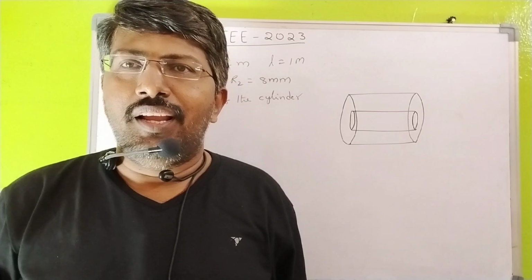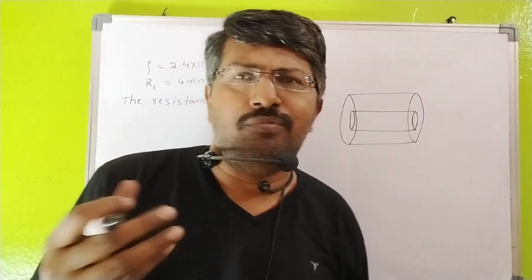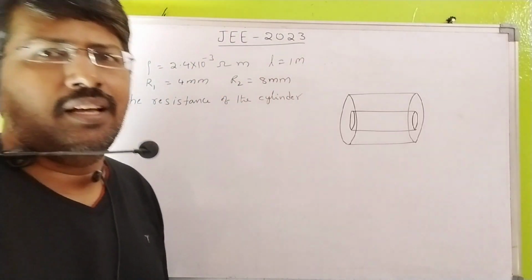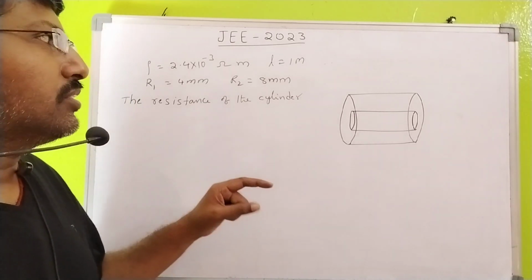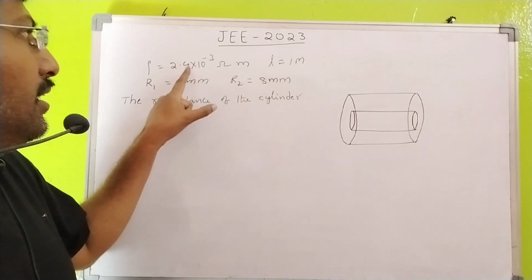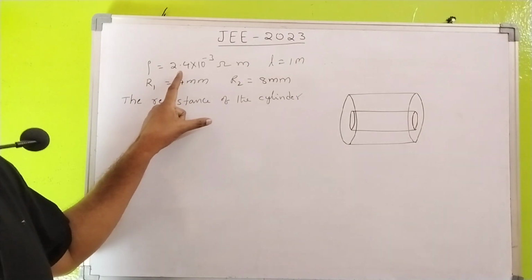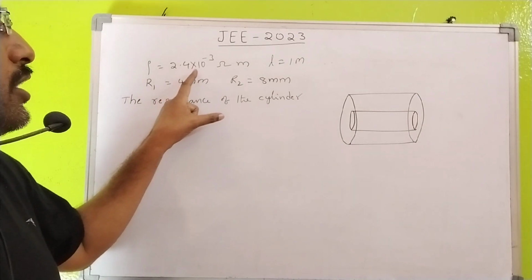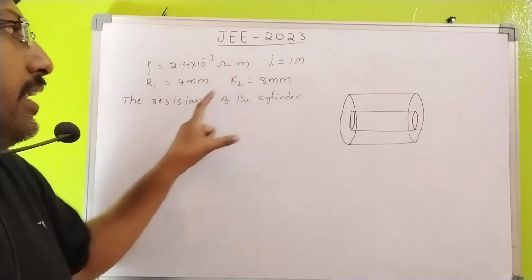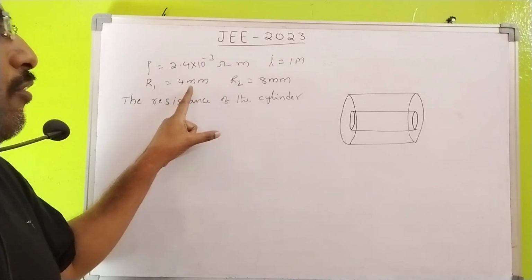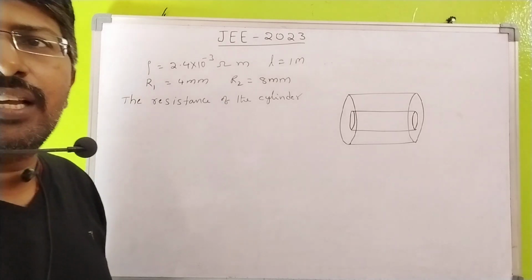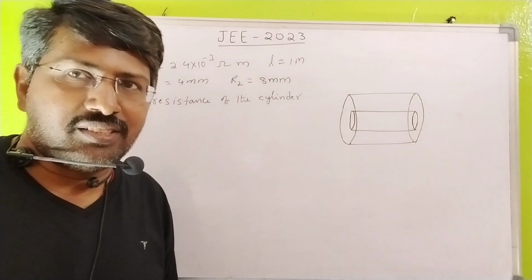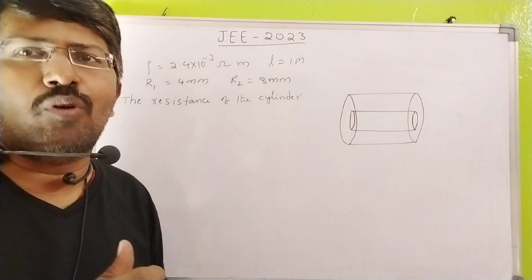Next problem, it is a little bit moderate to difficult problem. See here, they have given one hollow cylinder. The length of the hollow cylinder is given as 1 meter. The resistivity is given as 2.4 into 10 power -3 ohm meter. The inner radius is given as 4 centimeter and the outer radius is given as 8 centimeter. They are asking the question, what is the effective resistance? This is a difficult to moderate question.